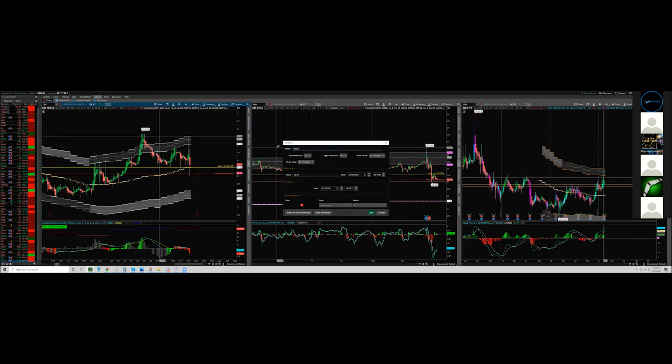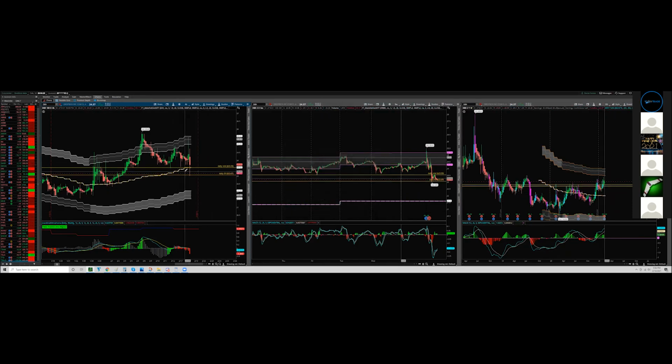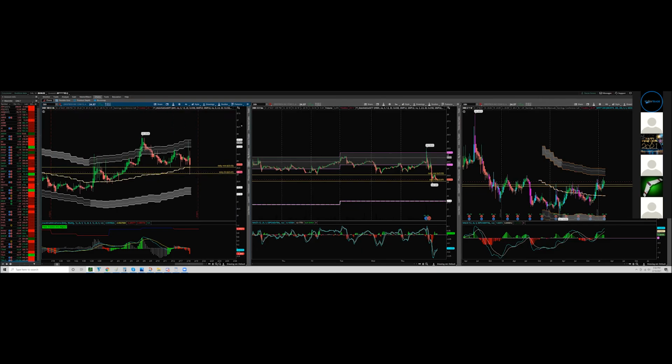So that's how I'm mapping it out, finding out if there's range or what's in the way. And if this breaks the 4-hour bottom that it's sitting on now and this daily 50, then there's your gap. 23 to 22, so just a buck. But that's how I'm planning for every trade.